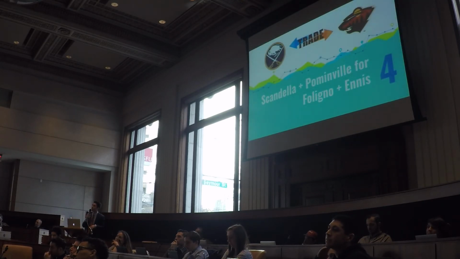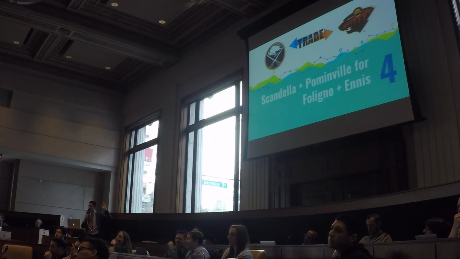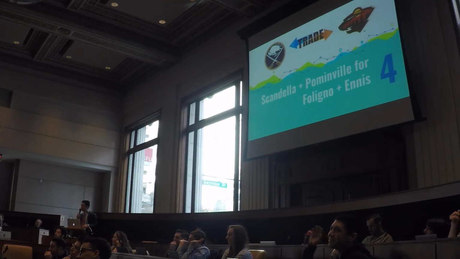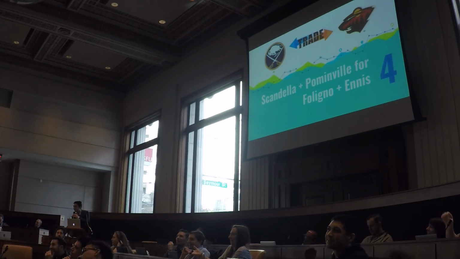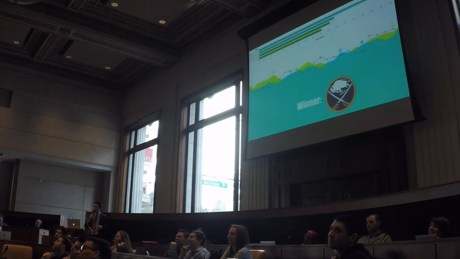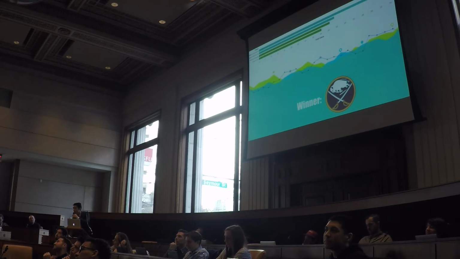All right, here's a 2-for-2 trade. Marco Scandella, Jason Pominville to the Sabres for Foligno and Ennis. If you think Buffalo won the trade, put your hand up. Uh-oh. And if you think Minnesota won the trade, put your hand up. Okay. All right, so actually both the Buffalo players ended up having more value than the Wild players, so Buffalo did end up winning this trade, according to my model.